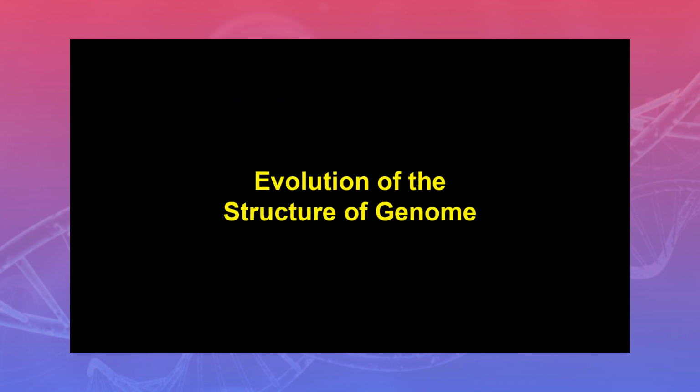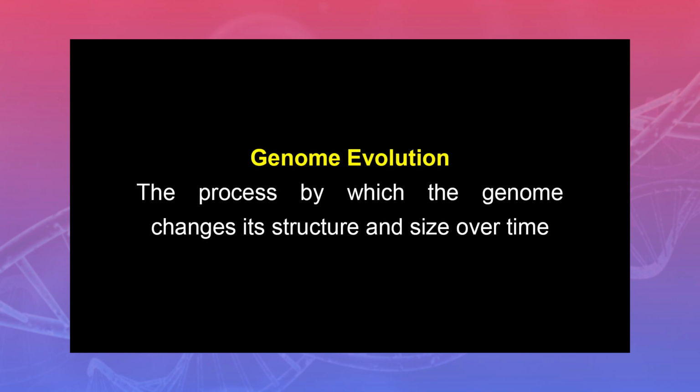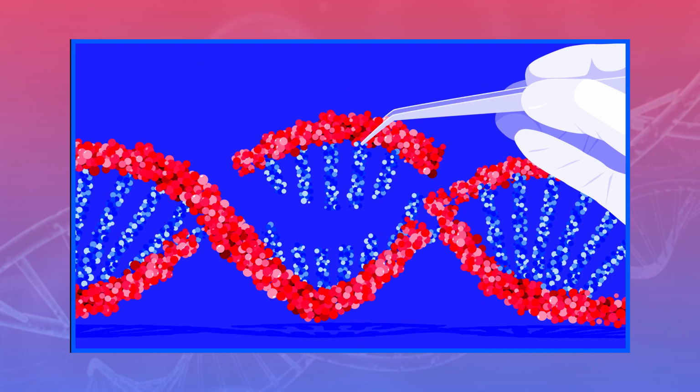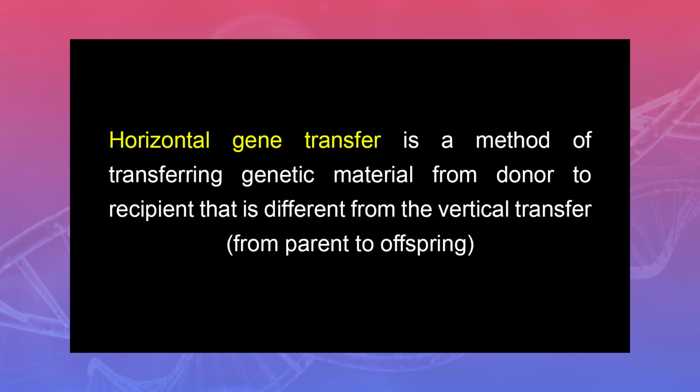Dear students, let's discuss the evolution of the structure of genome. Genome evolution is defined as the process by which the genome changes its structure and size over time. Evolution of the genome may happen by a number of methods: mutation, horizontal gene transfer, and transduction. The mutation is any permanent change in the nucleotide sequence. Horizontal gene transfer is a method of transferring genetic material from donor to recipient that is different from the vertical transfer, that is from parent to offspring.